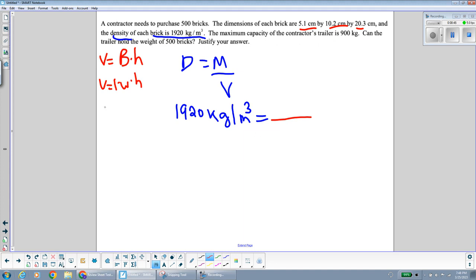So our volume is going to be 5.1 times 10.2 times 20.3. So let me do that on my calculator. 5.1 times 10.2 times 20.3. And that is 1,056.006. And my units for that are centimeters cubed.